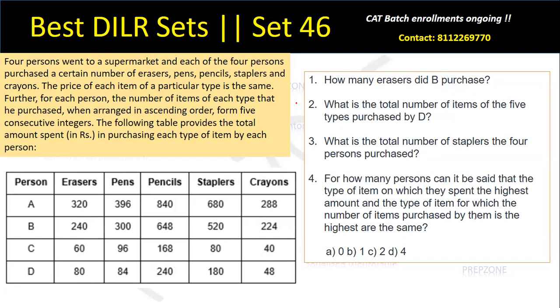So with this, let's see what is given to us in this particular question. There are 4 persons who went to a supermarket, and each of the 4 persons purchased a certain number of erasers, pencils, pens, staplers, and crayons.